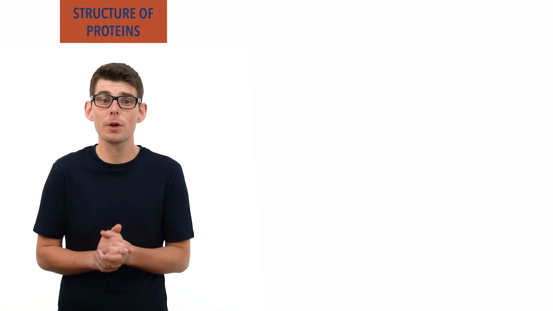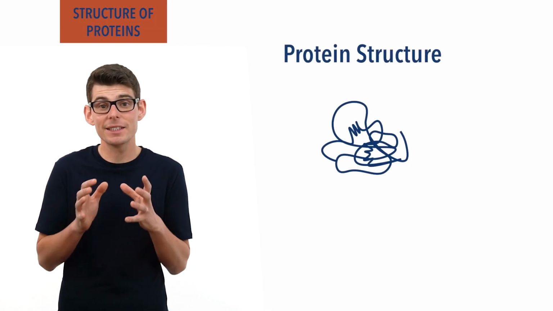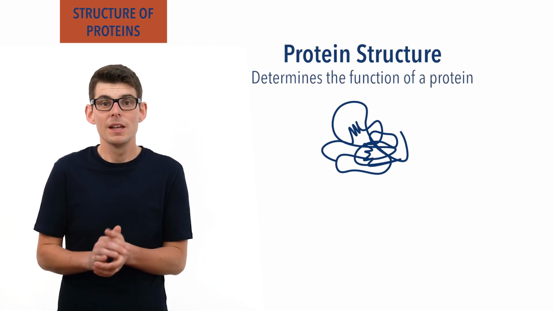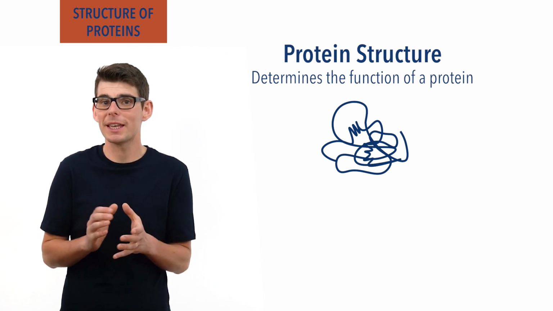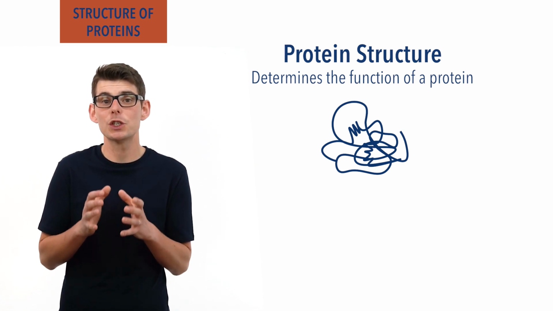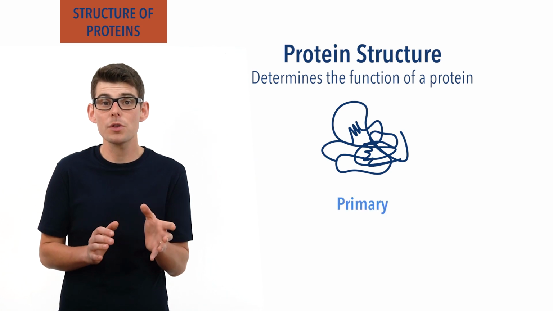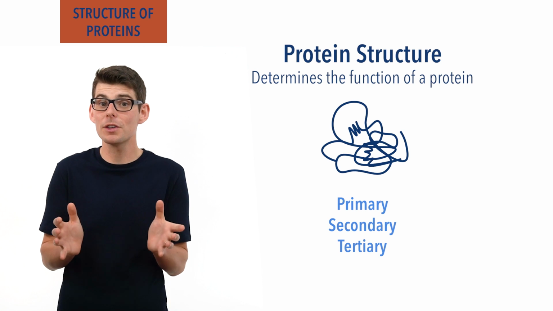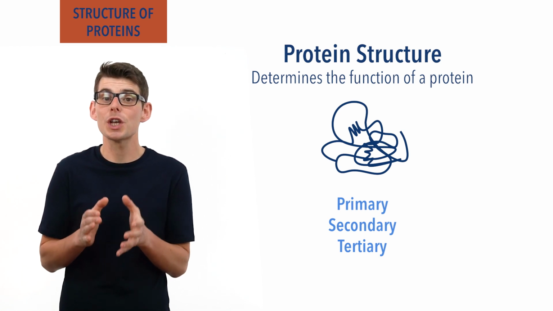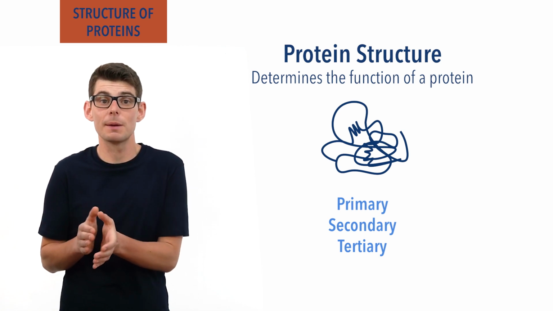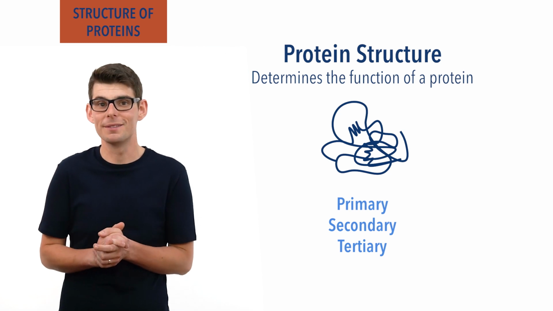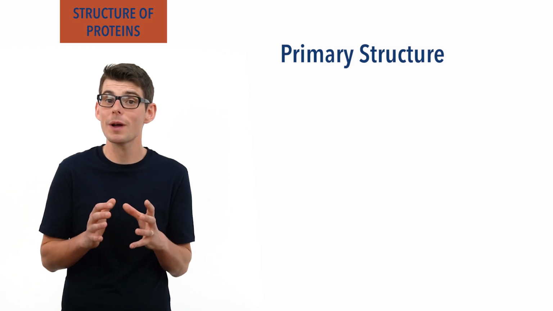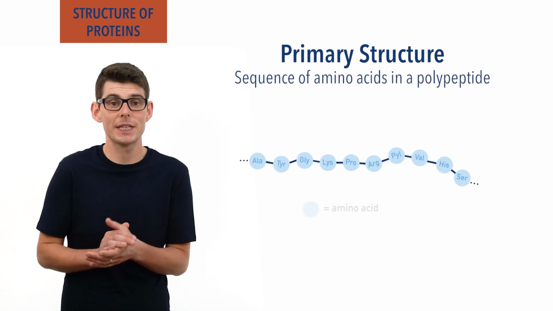Now, the shape of a protein is really important as it determines its exact function and role within an organism. To help try and understand these complicated shapes, we break them down into 3 levels: primary structure, secondary structure, and tertiary structure. Biologists also even consider a quaternary structure for proteins that are made up of more than one polypeptide chain. The primary structure is determined by the sequence of amino acids bonded together within the protein.